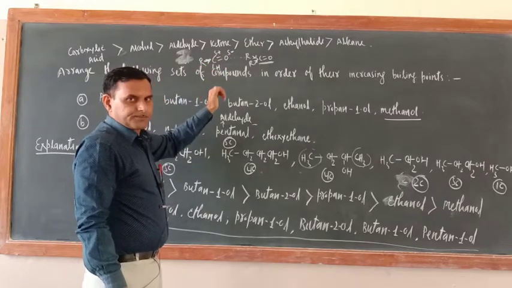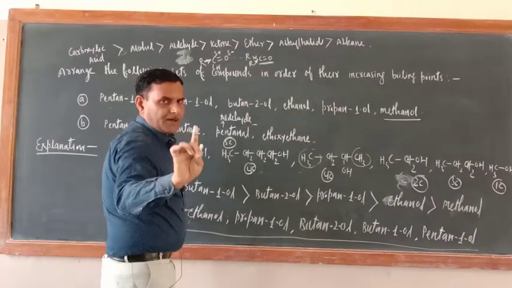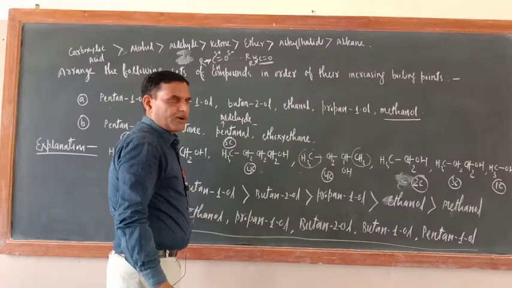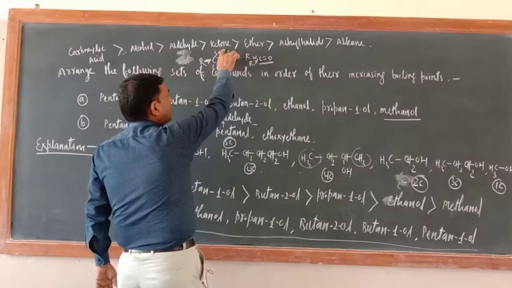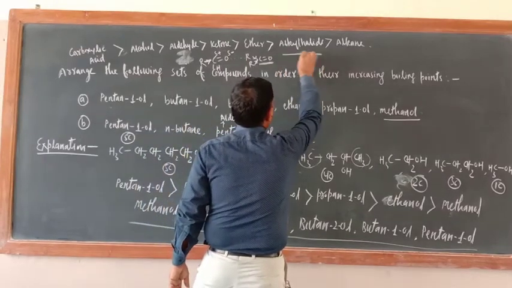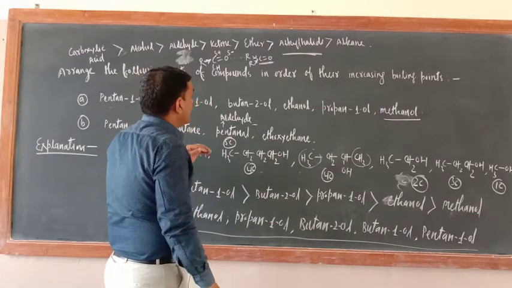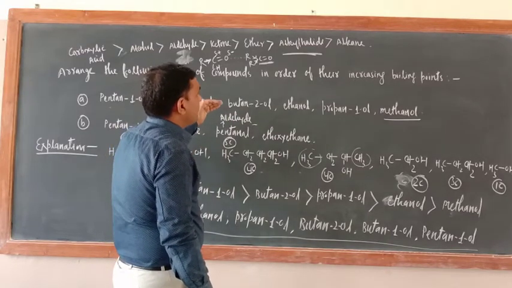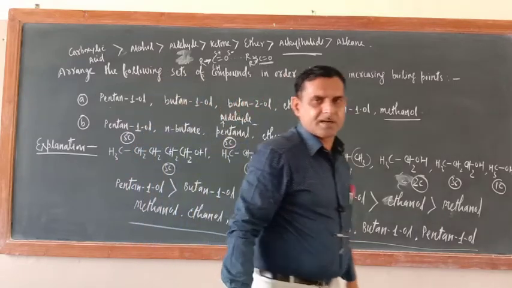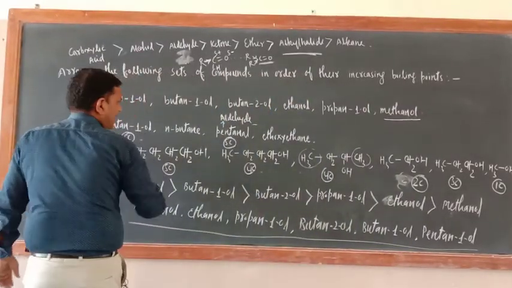Now ether is less polar than ketone. Ether will not form hydrogen bonds, but polarity is there, only a little bit. So ether will have a lower boiling point than ketone. And now alkyl halide, they will have lower than ether, and at the end alkane is there. Okay, so now on the basis of this, the second one also we can explain.